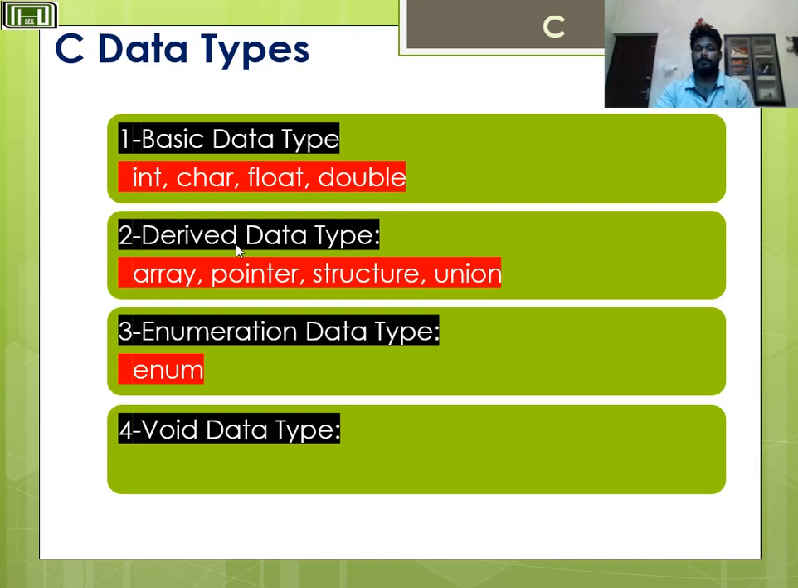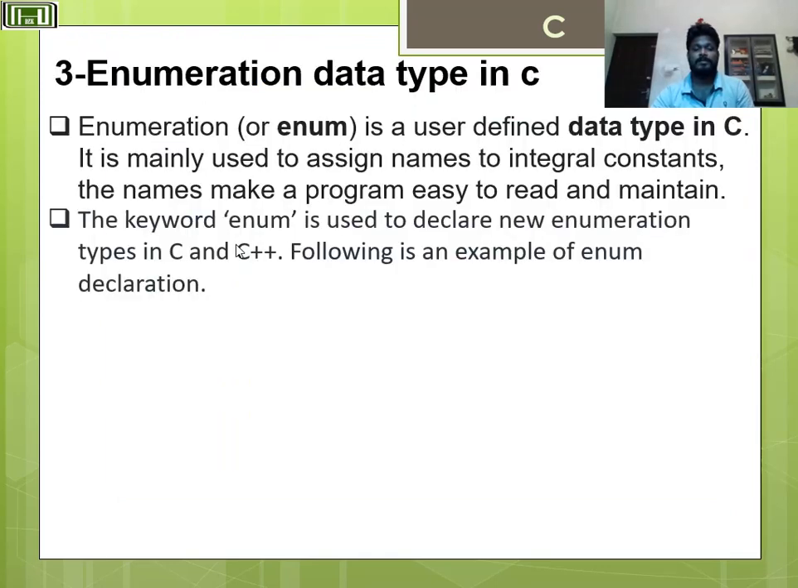Now we have completed two data types, basic data types and derived data types. In basic data types we have int, char, float and double. In derived data types we have array, pointer, structure and union. Now, the third type: enumeration data types in C.